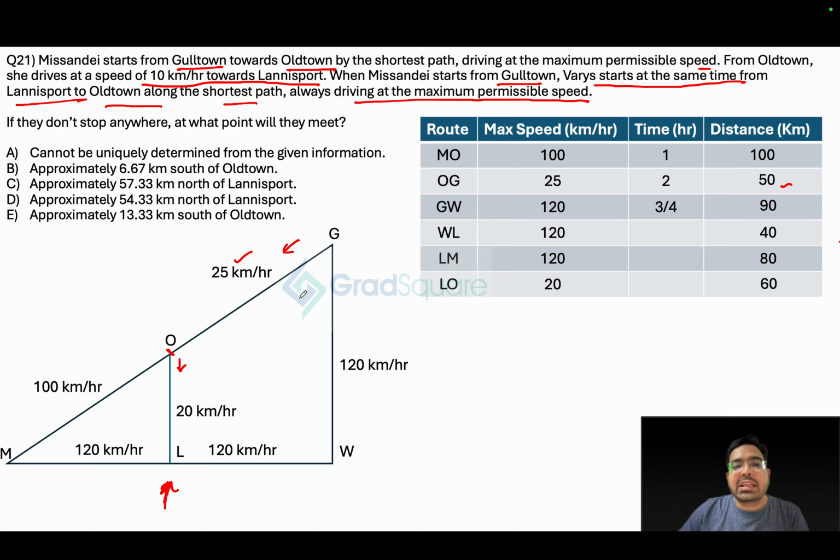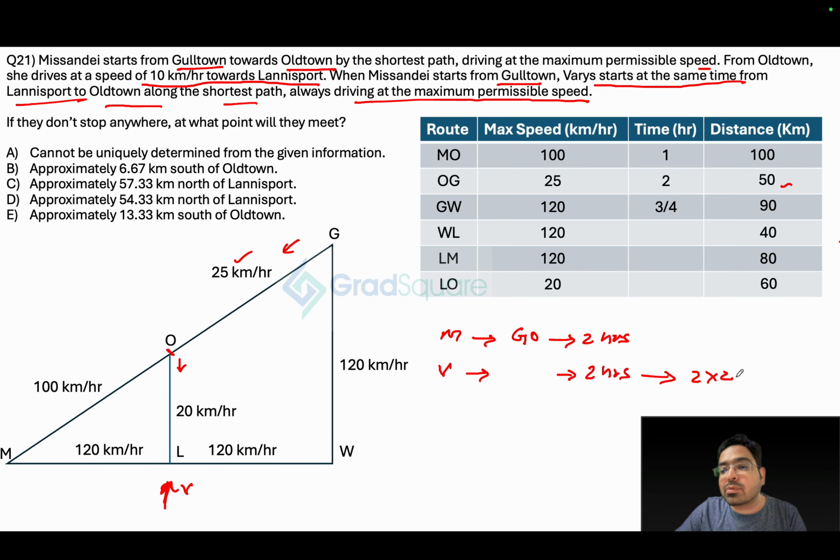Now think about it. In the time period that M takes to travel the distance GO, which is going to be how much? 2 hours. What will be the distance covered by the person V in that same time period of 2 hours? Because the person V is traveling at 20 kilometers per hour, the distance covered will be 2 times 20, which will be 40 kilometers. That means by the time the person M is reaching the point O, the person V would have covered 40 kilometers over here. Let's call this 40 kilometers.